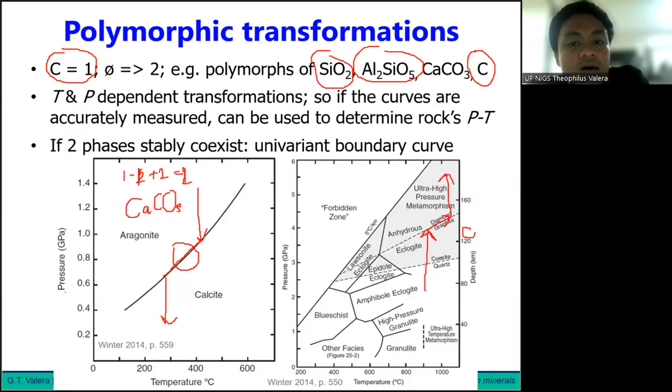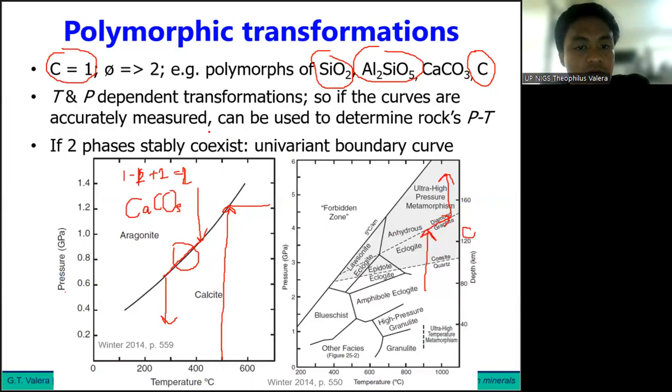Okay? So if the curves are accurately measured, the curves can be used to determine yung rock's PT, pressure and temperature, because of this characteristics. For example, if you only have calcite, you know that you are below this curve. If you have both aragonite and calcite, then you know that you are somewhere along this curve. If you independently determined na yung temperature ng bato mo is 500 degrees Celsius, and you have on that rock both aragonite and calcite, then conversely, you know yung pressure mo is somewhere around 1.2 gigapascal or 12 kilobars.